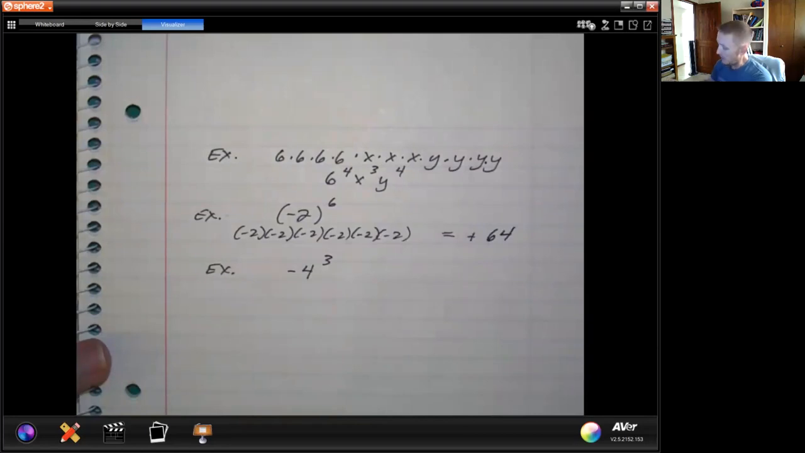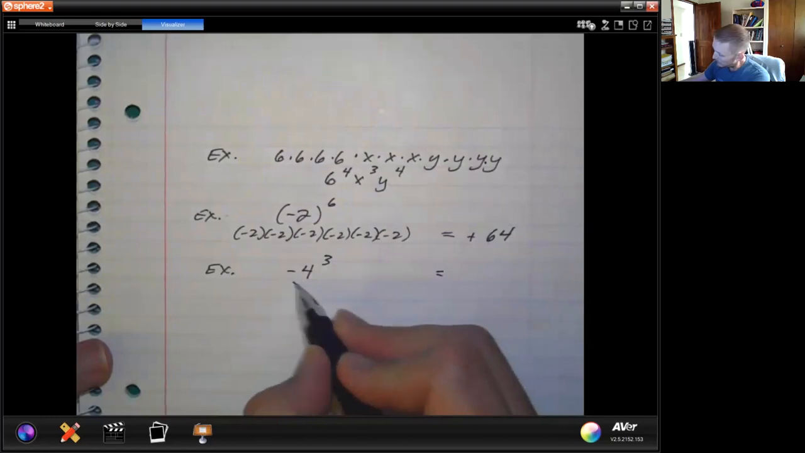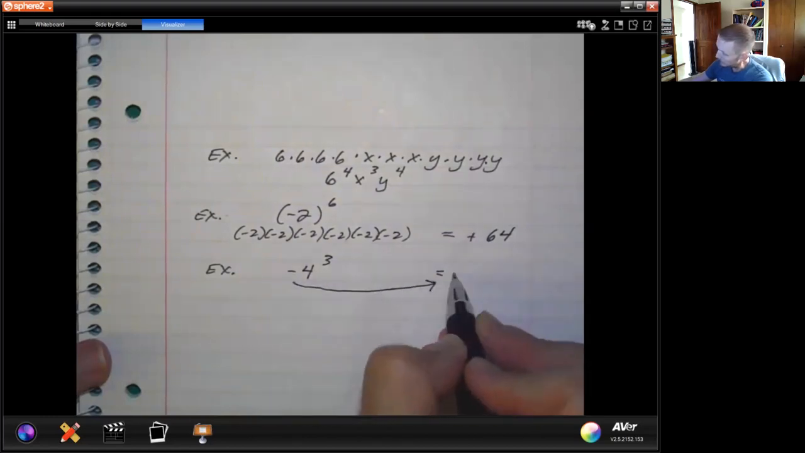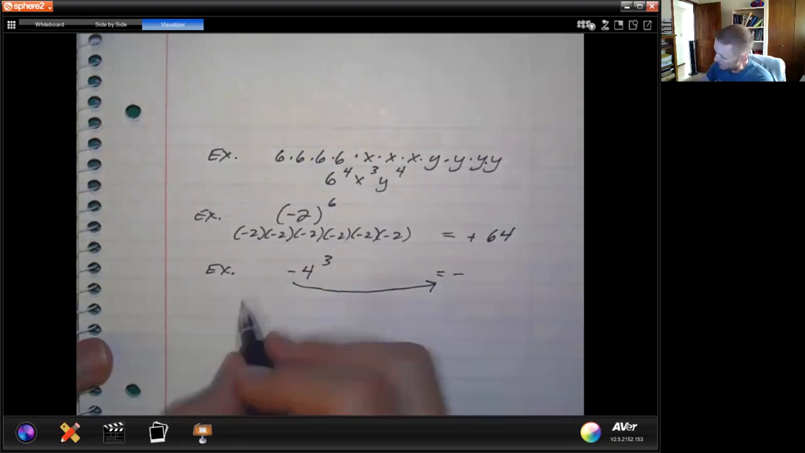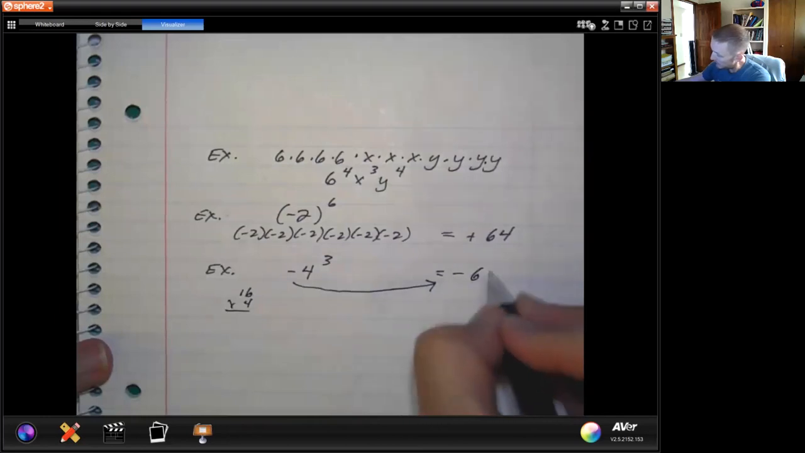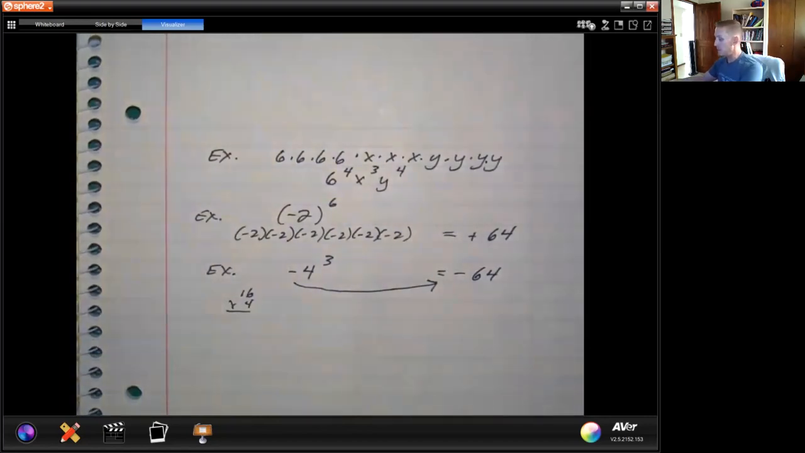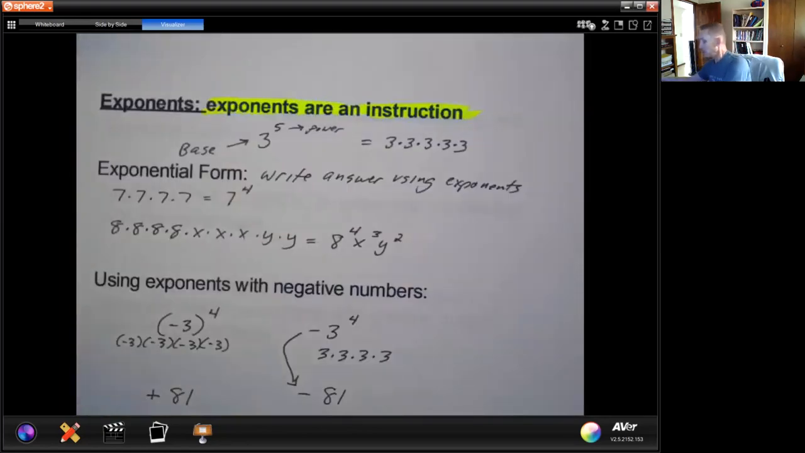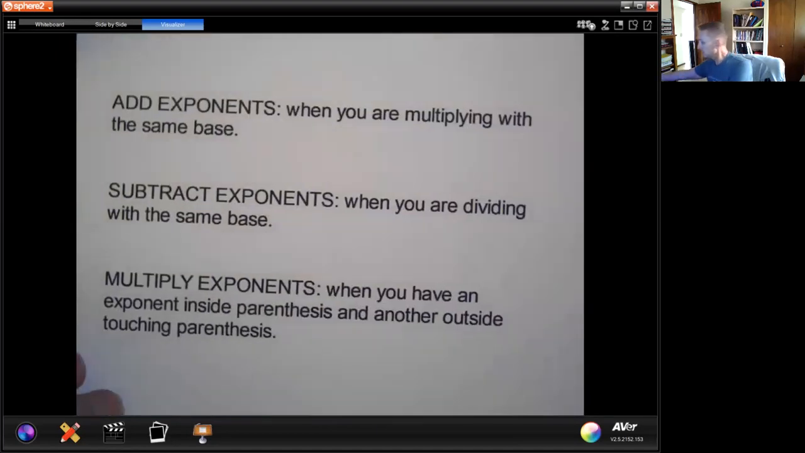All right. And then our final one here is -4 to the 3rd power, not in parentheses. So that negative sign is going to attach to the front. And then 4 times 4 times 4. Well, 4 times 4 is 16, and 16 times 4 is going to be -64. So a couple of examples to review what we talked about for basic exponent rules. So let's go ahead and take a look at the second idea for our exponent notes.